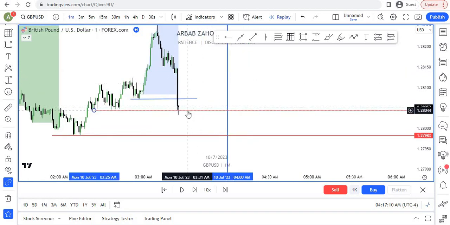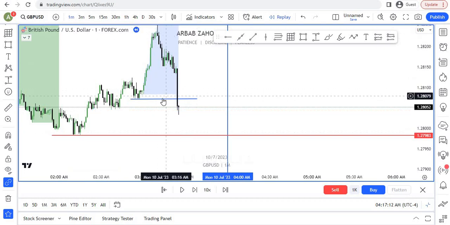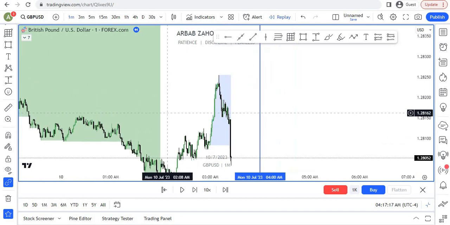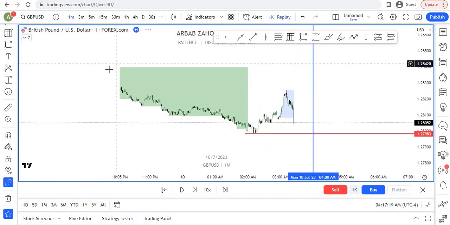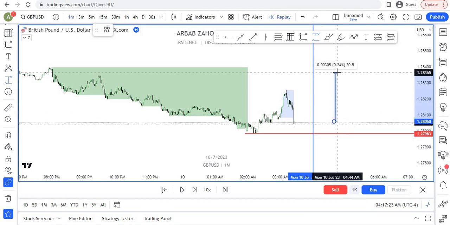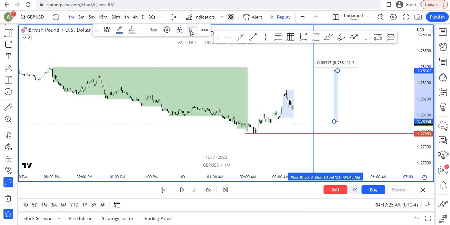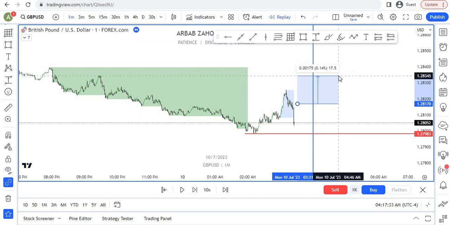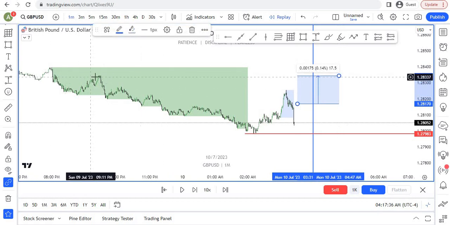The market took out this liquidity area. Now if we see the Asia high, from this point to this point is 30 pips. So for me it's valid, even starting from here for 15 pips. We need 15 pips of liquidity to validate this trade.